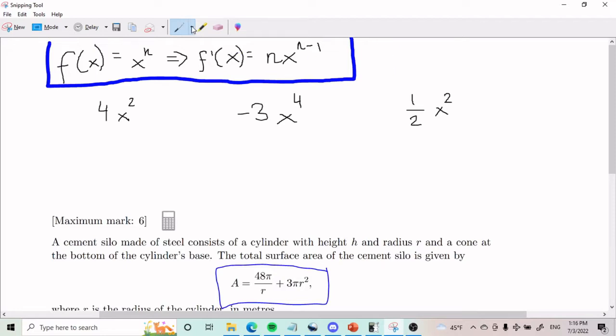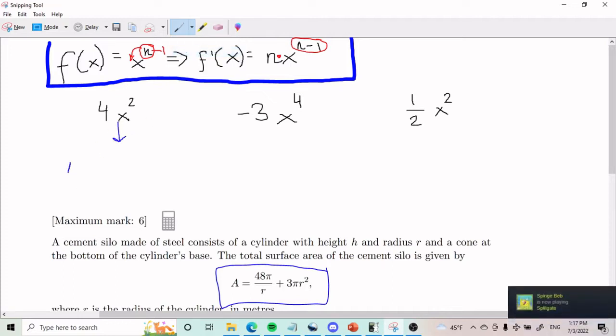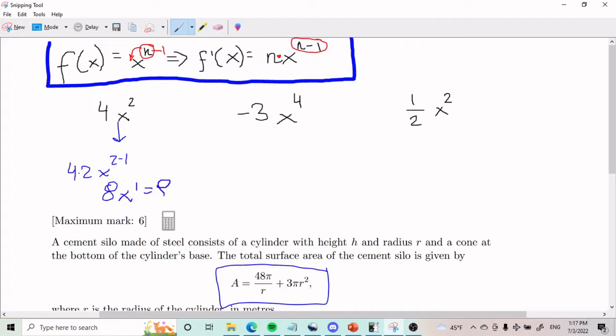As you can see, the intuitive way to perceive it is the following. You take whatever's on top, the exponent n, and bring it down in front so it multiplies whatever is in front, and you subtract 1 from the exponent. So how would this one look here? I'll do this one, you do the next one. This one would be 4 times 2 times x to the power of 2 minus 1, so 8x to the power of 1, just 8x. That would be the derivative in this scenario.